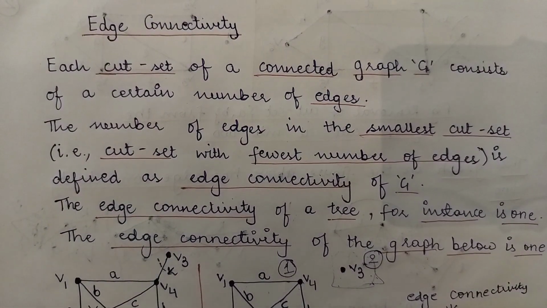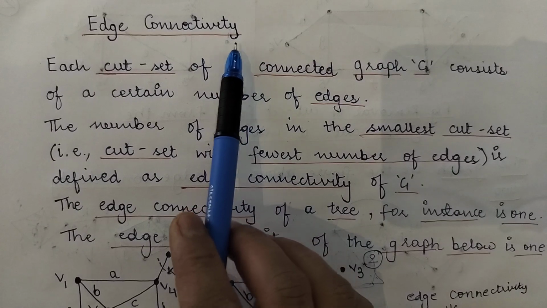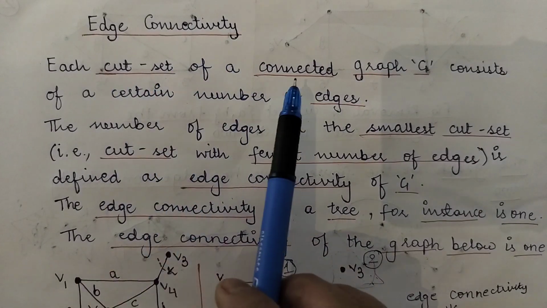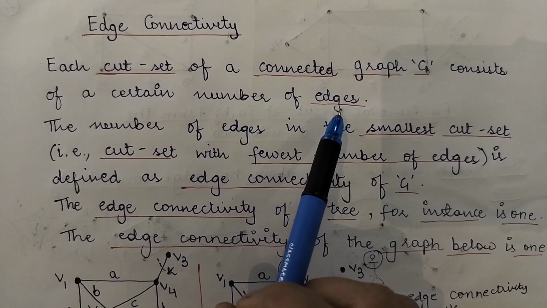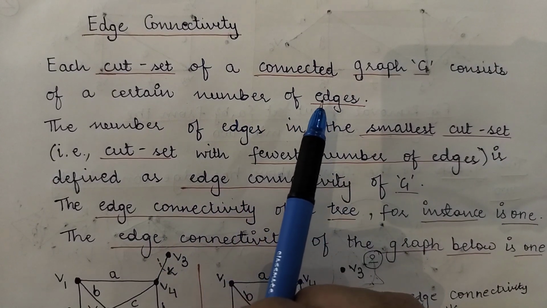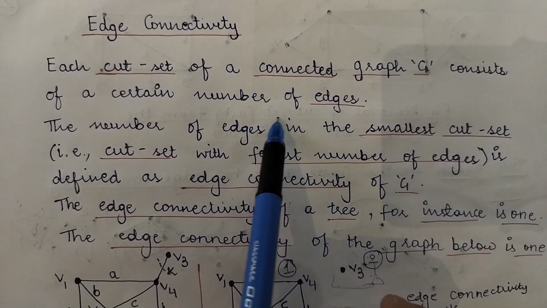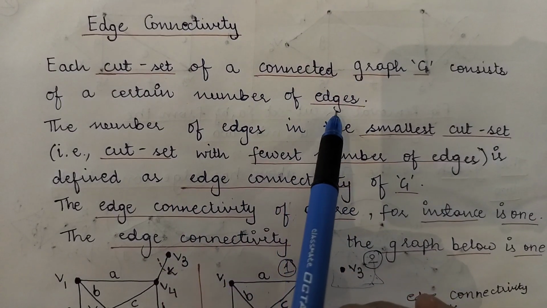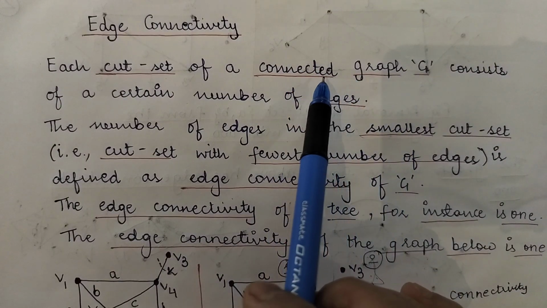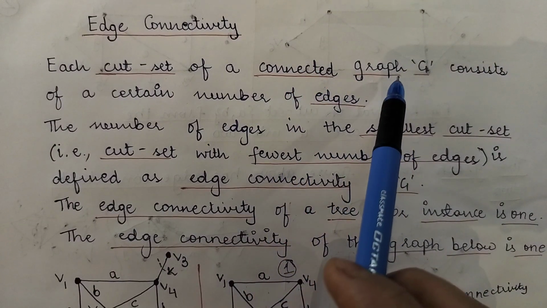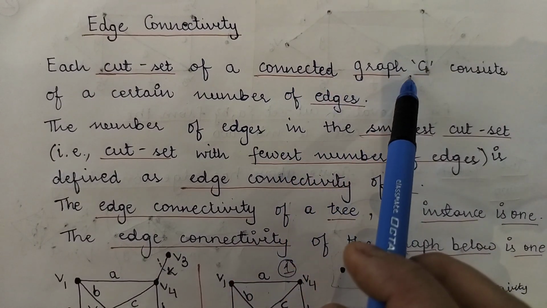Hi everyone, today we are going to study edge connectivity in graph theory. Each cut set of a connected graph G consists of a certain number of edges. This is a well-known fact that any cut set of a connected graph consists of a certain number of edges which, when removed from the connected graph G, will cut it into two separate components and hence disconnect that particular connected graph G.